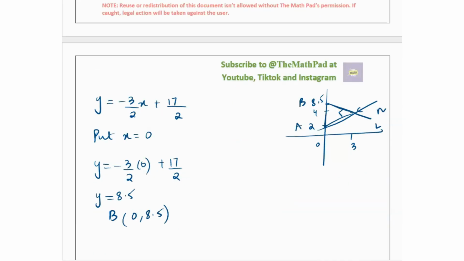Now, if you look at this triangle, we can say that AB is the base and this is your height. So area would be 1 over 2, height is 3, and base is 8.5 minus 2. So that gives us 9.75 units squared as the area of the triangle ABC. And that's your answer.